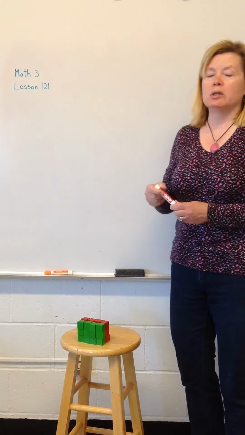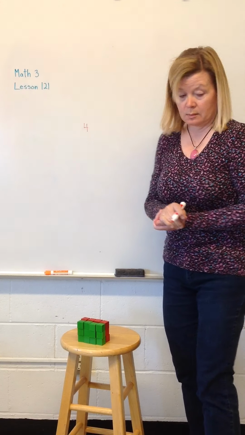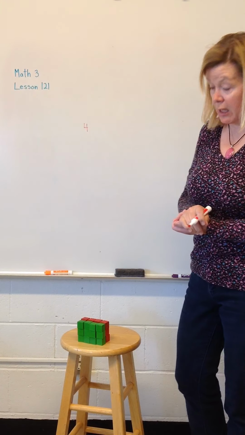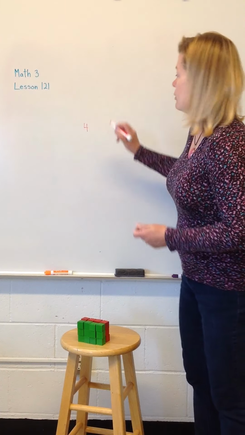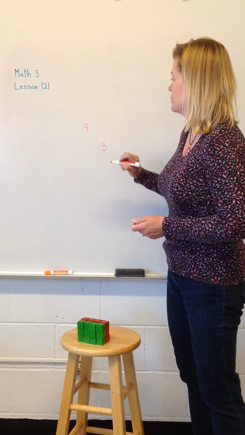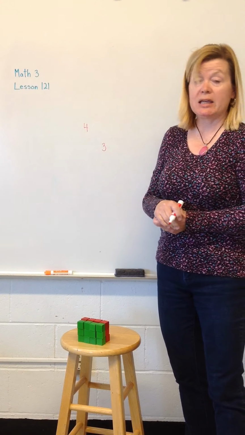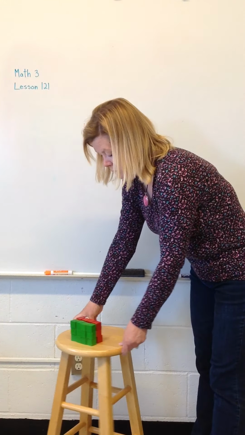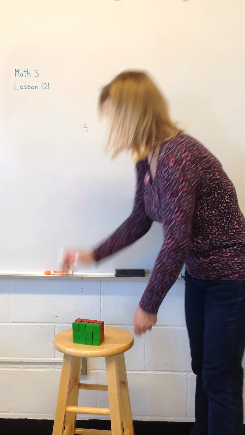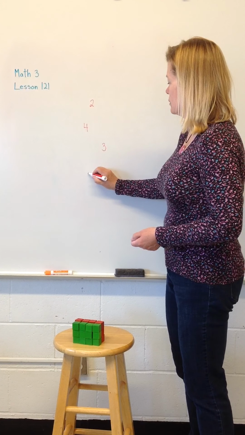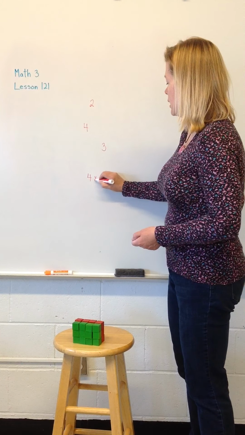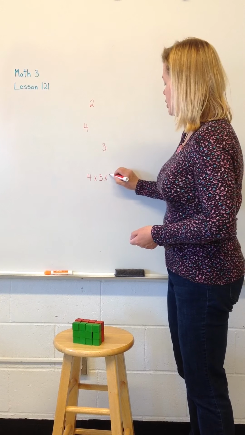So what are we going to say about how many rows there are? There are 4 rows. How many in each row? Looks like 3, so that goes out the bottom. And then how many layers do I have? Remember, I just have the green and the red. So I have 2. So let's do our number sentence. 4 times 3 times 2.